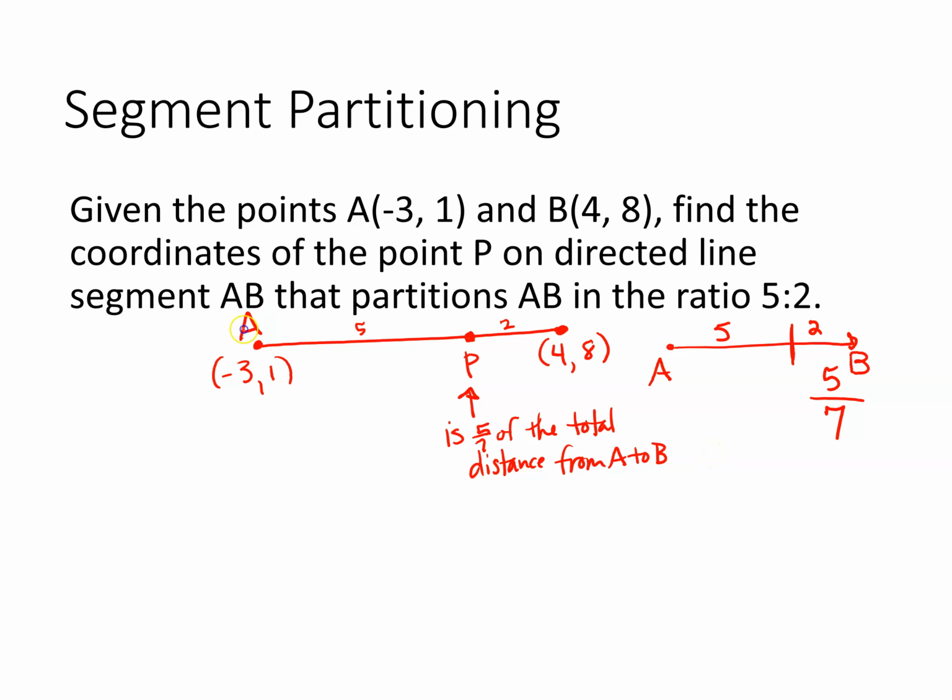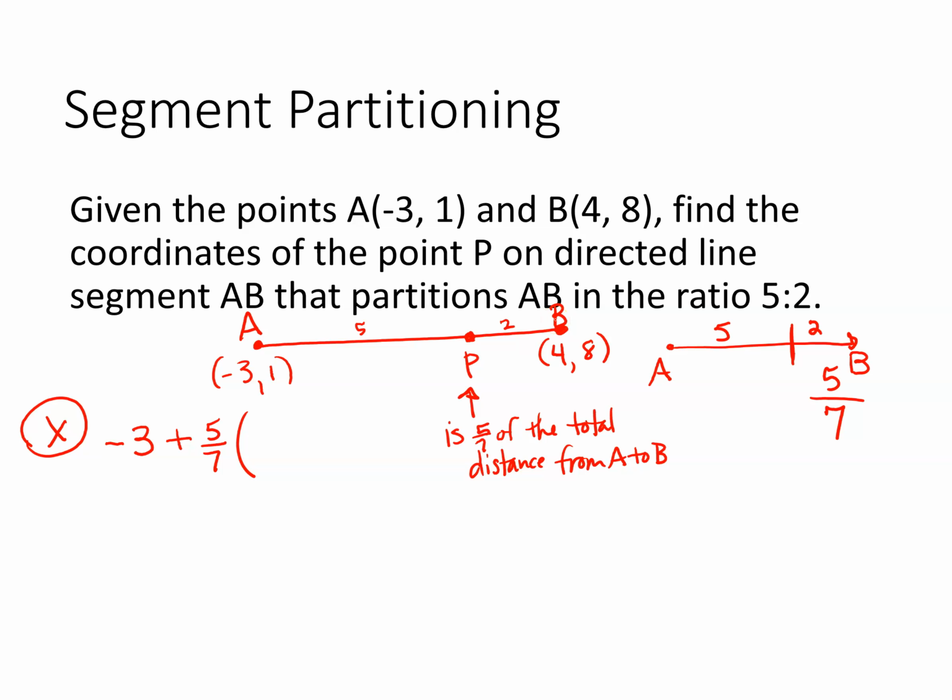Okay, this is A, this is B. So that's the idea. Here we go. Let's calculate it now. We've got to start with our x value. We're going to do this once for x. So we're starting at negative 3, and we're going to go 5/7 of the total distance of AB.